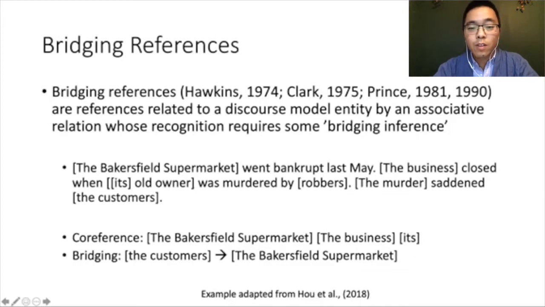A bridging reference deals with associative relationships between mentions, instead of the identity relationships that we normally deal with in coreference. Take a look at the example here. We can find the coreference links: the Bakersfield supermarket, the business, and it. And for the bridging, we have the customer, which is a customer of the Bakersfield supermarket.